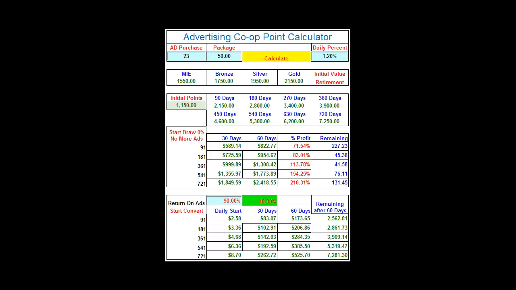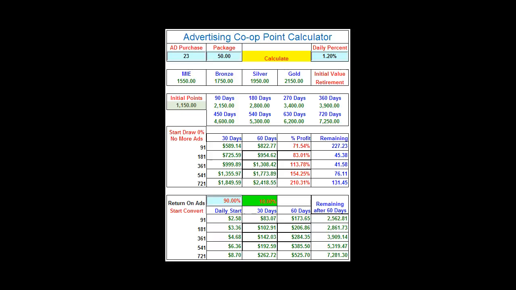There are no guarantees of income, and this video is to demonstrate how the calculator works, not a projection of fact. Any number of variables can make the demonstrated numbers false, such as the daily percent from advertising cannot be known in advance. Only the numbers with light blue background can be changed. This includes the ad purchase, package, daily percent, and the return on ads repurchase percentage.